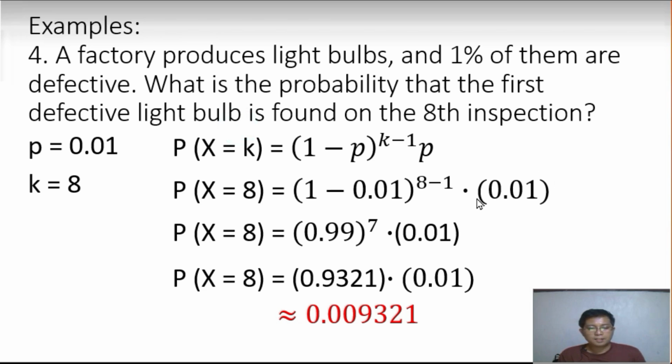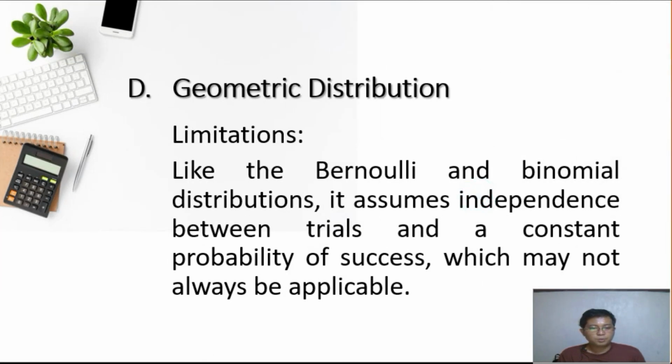Now, what is the limitation of this probability distribution? So, the geometric distribution, like the Bernoulli and binomial distributions, assumes independence between trials and a constant probability of success, which may not always be applicable. The geometric distribution assumes that each trial, or each roll of the die, for instance, is independent. This means that the outcome of one roll does not influence the outcome of another. In reality, this might not always hold true. For example, if a die is biased or if the rolling conditions change, the outcomes could become dependent.